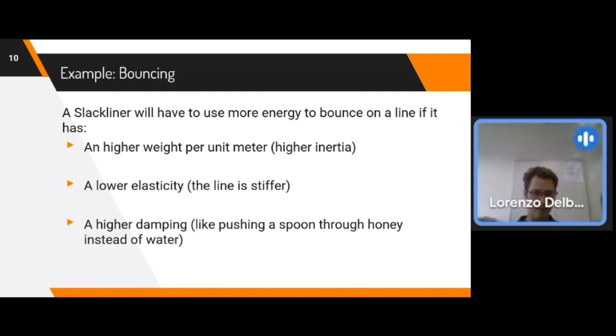It's probably because of the damping of the material and the way they sewed this slackline with a higher damping. And so in the bouncing, naturally, it's more difficult when the line is stiffer, when the line is heavier, and also when there's higher damping.